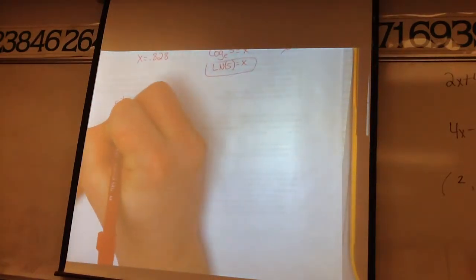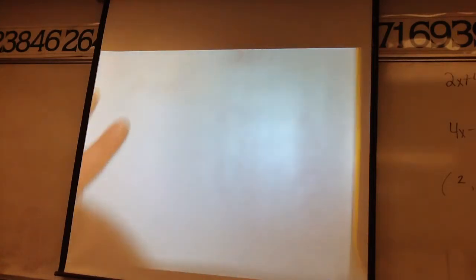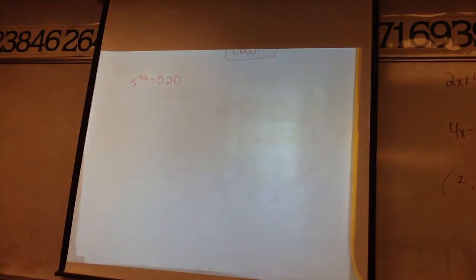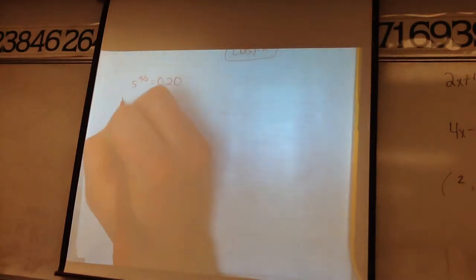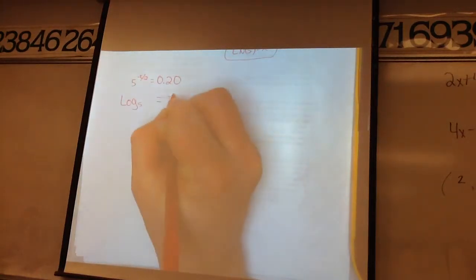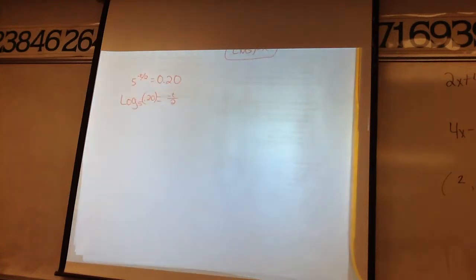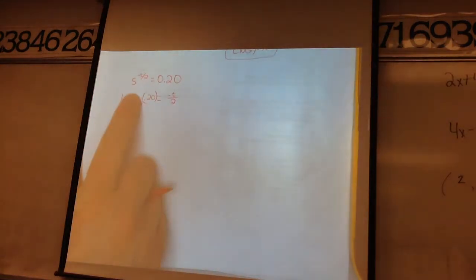5 to the negative t over 2 equals 0.20. What are you going to do? Put that in English? The log of 5 to the minus t divided by 2 equals the log of 0.2. No, wait, it's plus minus. Oh, it's minus t over 2.